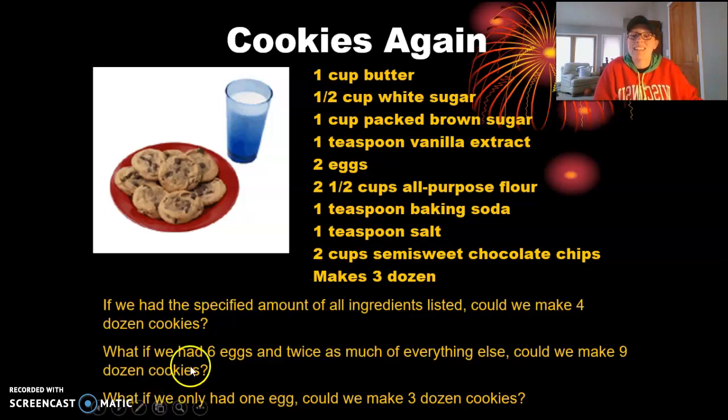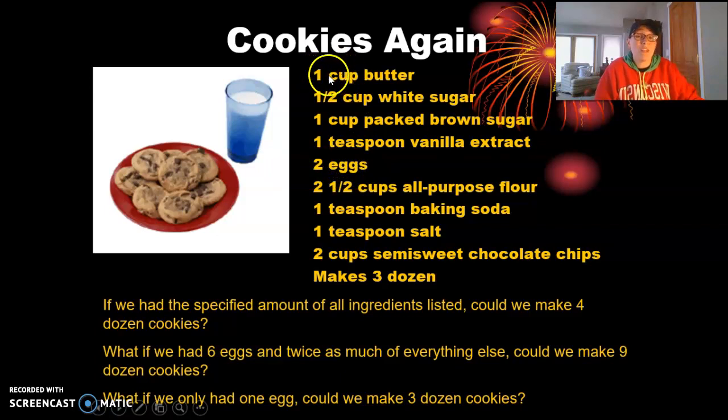What about if we had 6 eggs? So if we had 6 eggs, how many times could we make this recipe? Well, we could make the recipe 3 times if we had 6 eggs. But is it just eggs that are in the cookies? No, we have other things in the cookies as well. So it says we have 6 eggs and twice as much of everything else. Well, we would have to use all 6 eggs. That would be 3 recipes.